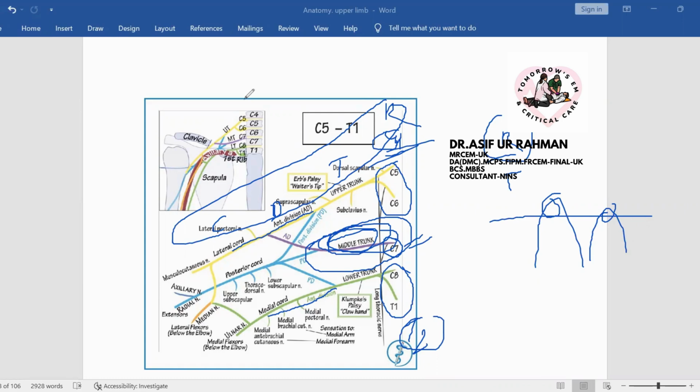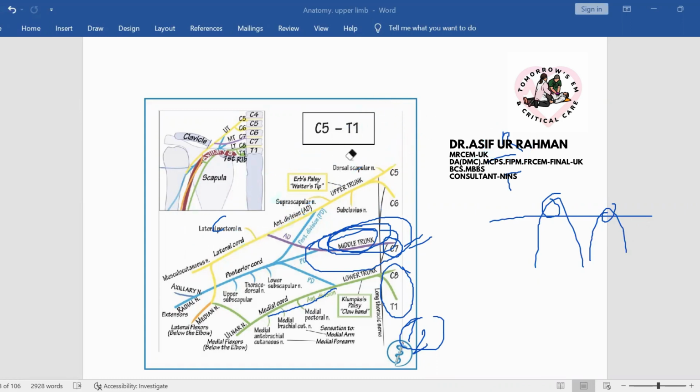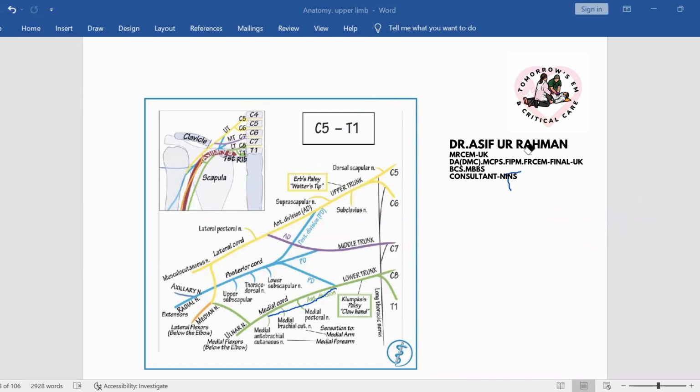Okay, fine. Some of the nerves originate directly from the trunk. Which nerve comes directly from the trunk? One is the long thoracic nerve, which comes directly from the root. Which root? C5, C6 and C7. Which nerve comes from the upper trunk? Subscapularis and subclavius. These are small nerves.